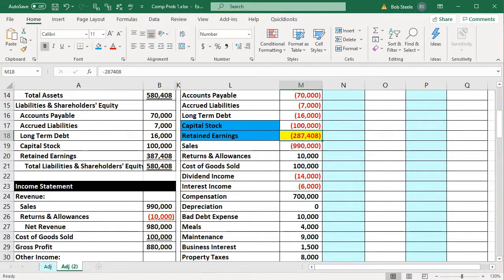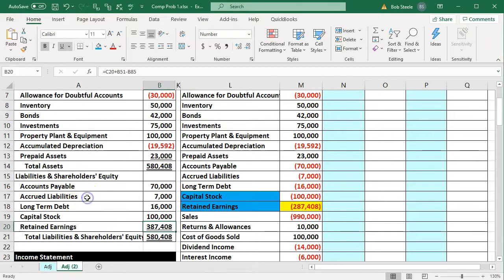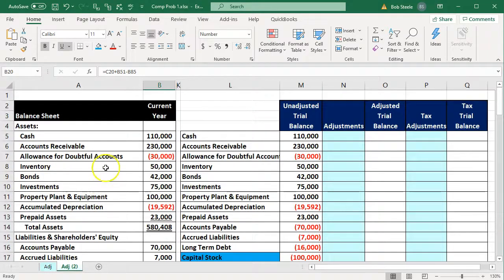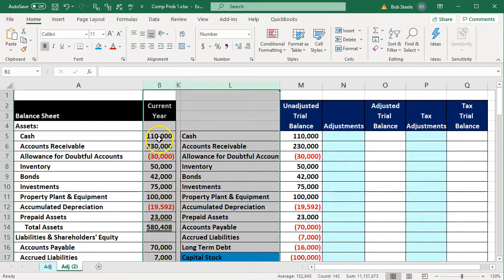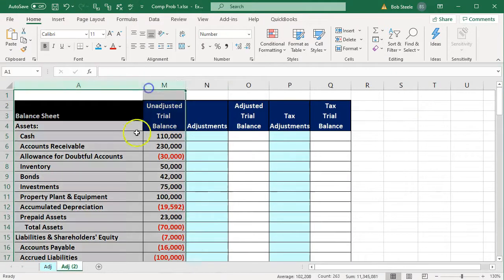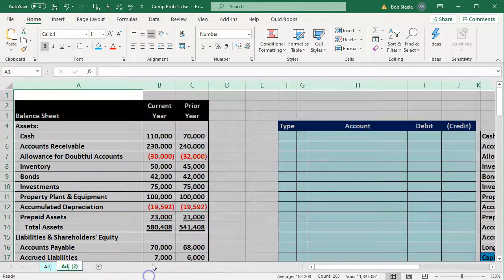287,408. So that looks good. The other thing you want to do is reconcile it to the prior year as well. So we could do that up top. If I go up top and unhide these two cells, and I look at the prior year, I'm going to drag from B to L, and then right click and unhide. Let's do that. A to M, right click and unhide.